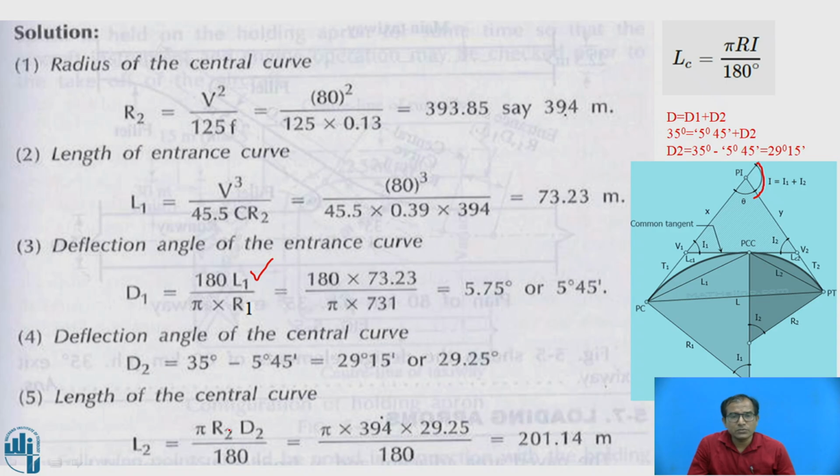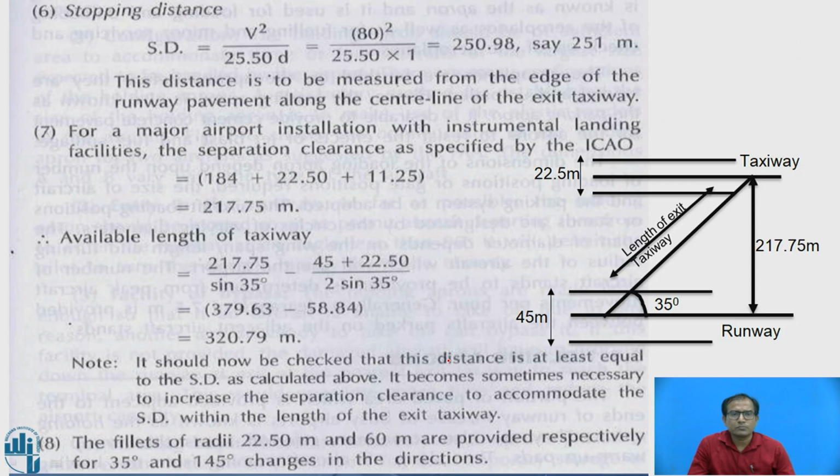Again we use the same equation to calculate the length of the central curve, pi R2 D2 divided by 180, the same equation we just discussed. With that we have got the length of the central curve as 201.14 meters.